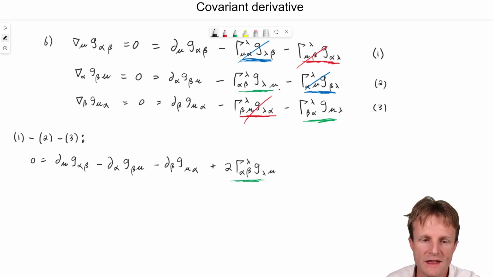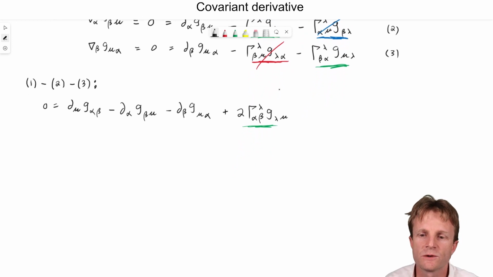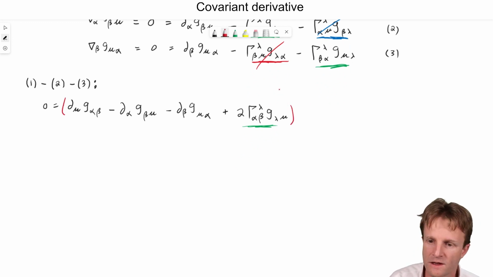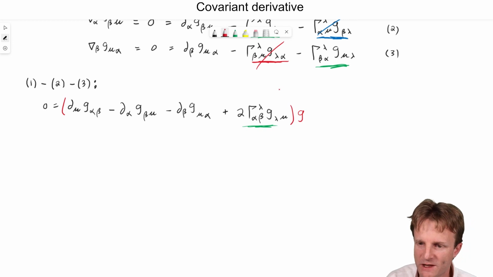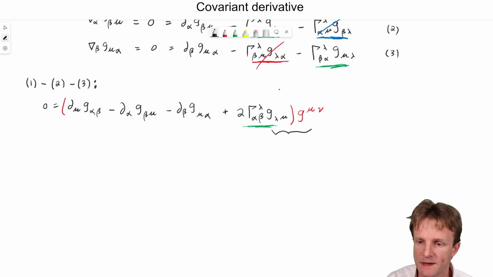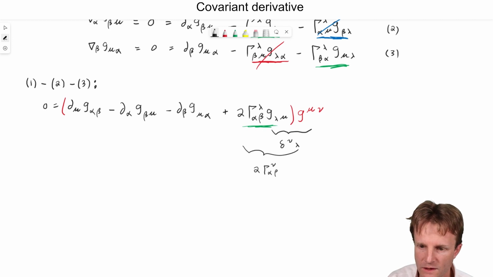And we've made real progress now because we just have one Christoffel symbol left. It's multiplied by a metric, but we know the cure for that. We just multiply by the inverse metric, contracted appropriately, g mu nu. And so now the metrics come together to give us a Kronecker delta, nu lambda. That's the definition of the inverse metric. And that just sets nu equals lambda up here. So the whole term becomes 2 Christoffel nu alpha beta.